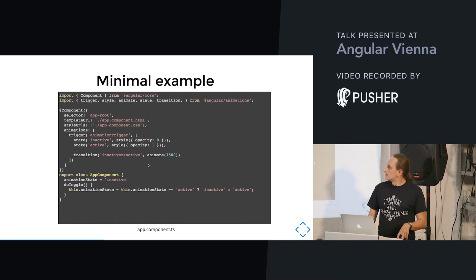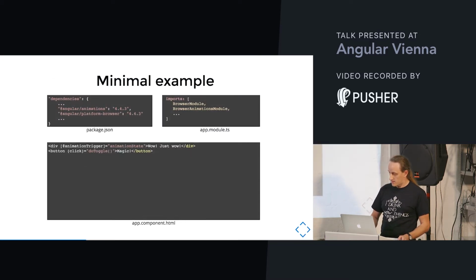Should it be animation state at the top where it says trigger, animation trigger? How does it all fit together? That's the name of the trigger. So animation trigger is bound to this. Okay, nice.